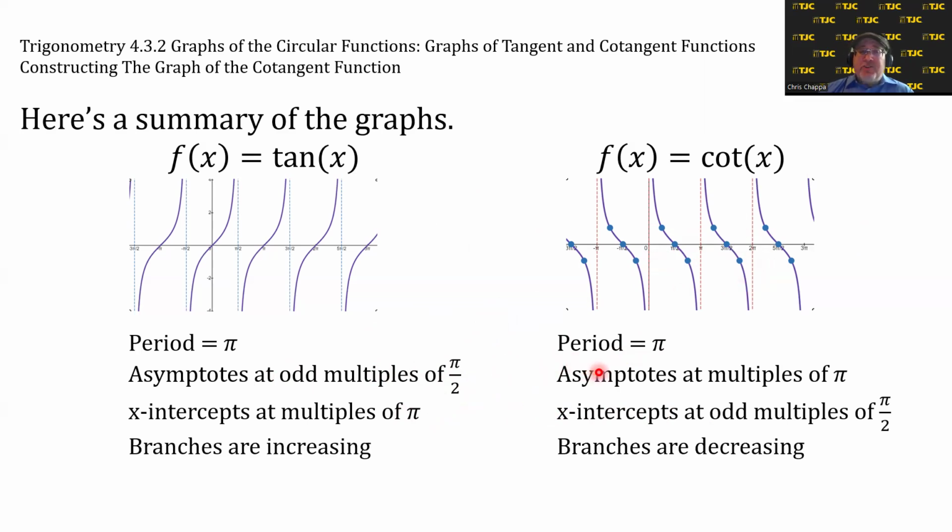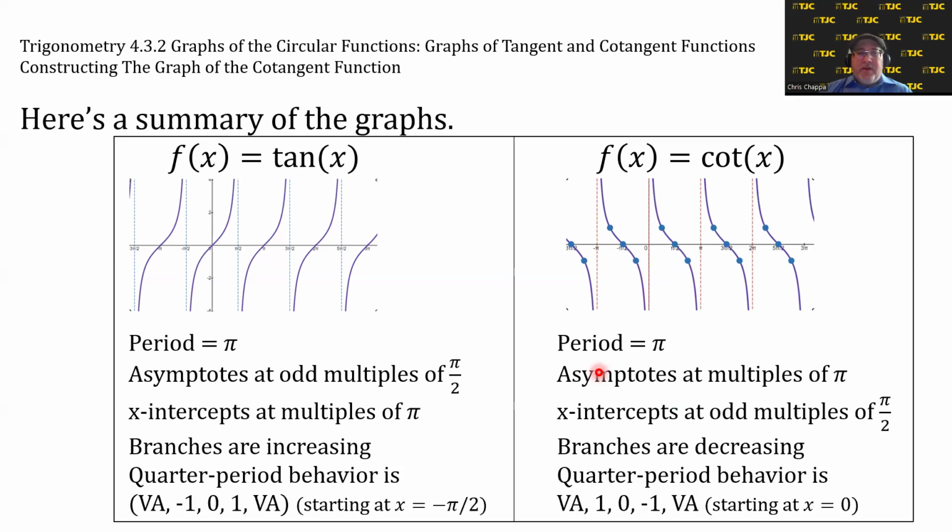For tangent, the branches are increasing. For cotangent, the branches are decreasing. And although we haven't mentioned the quarter period behavior yet for cotangent, I'm going to fix something real quick. OCD's kicking in. Not sure if you caught what I changed, but back the video up and you'll see it. But here's a summary of the graphs.